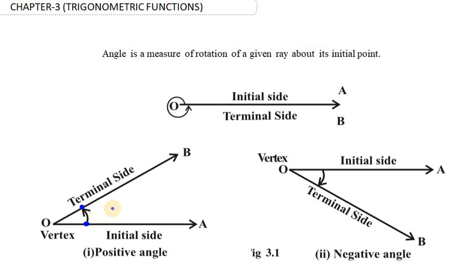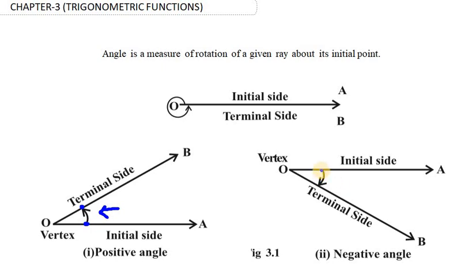Now you need to read about the direction of the angle. In this case the direction of the angle is anti-clockwise, and if the direction is anti-clockwise, that means the angle is positive. Now in the second case you can see it is a negative angle. Why negative? Because it starts from the initial side and ends at the terminal side again, but the direction is clockwise. Whenever the direction is clockwise, the angle is negative.